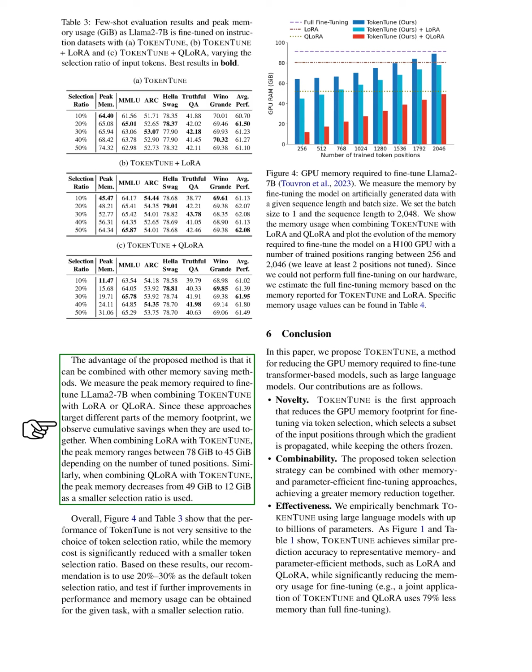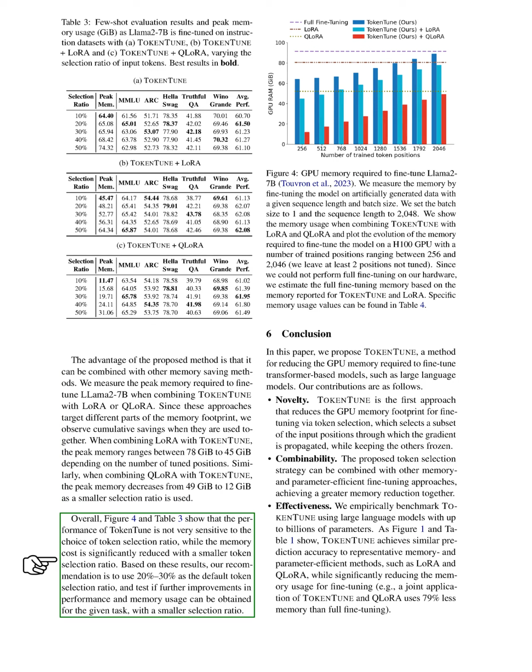Importantly, our method can be combined with other memory-saving techniques. When we combine TOKENTUNE with LoRa or QLORA, we see cumulative memory savings. Specifically, combining LoRa with TOKENTUNE results in peak memory usage ranging from 78 GB to 45 GB, depending on the number of tuned positions. Similarly, using QLORA with TOKENTUNE reduces peak memory from 49 GB to 12 GB with a smaller selection ratio.